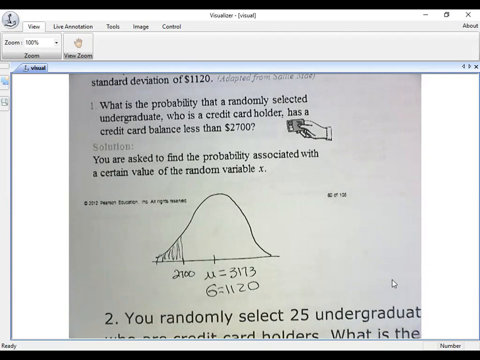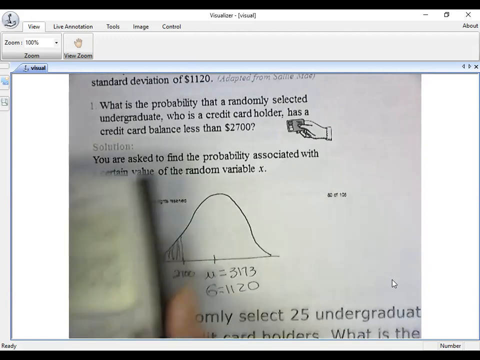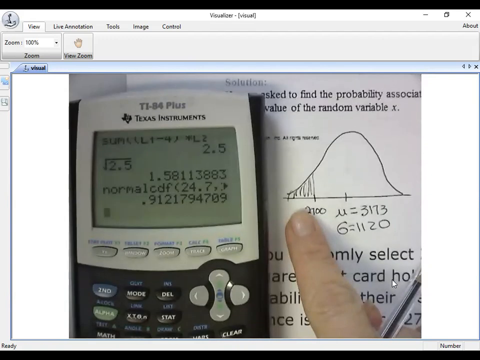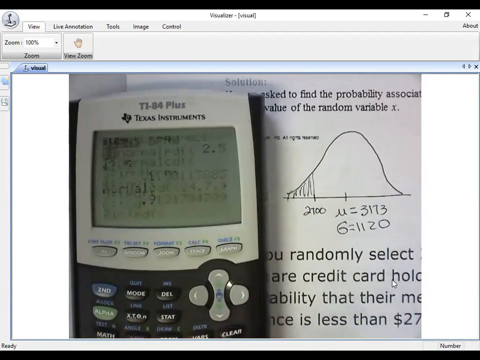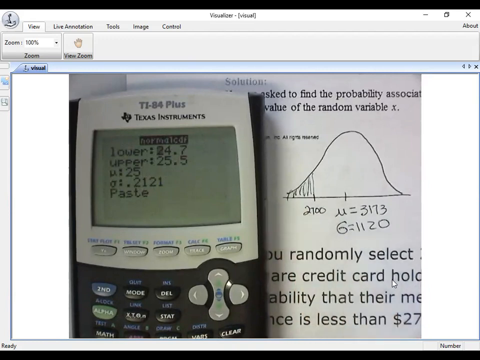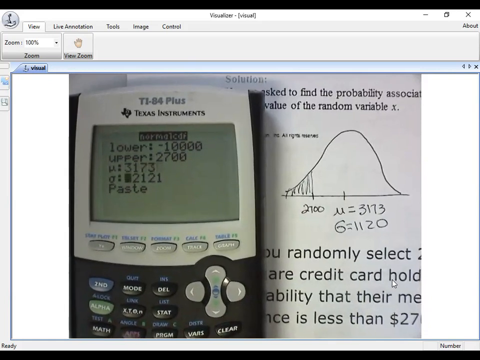Yeah, so if I wanted to do a normal CDF, now remember, anytime we're working in a tail, we got to be careful that we put the adjustment in carefully. So if I go to second bars, normal CDF, I don't know exactly how far out I need to go for this tail, so I can put some really small number like negative 10,000 and I should be good. What would I put in for my upper value? 2,700. What's my mean? 3173. And then for my standard deviation, what do I put in?